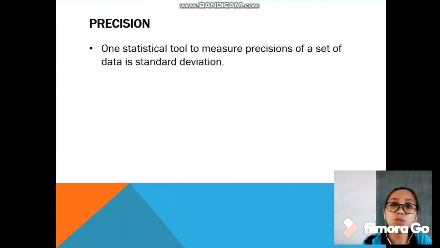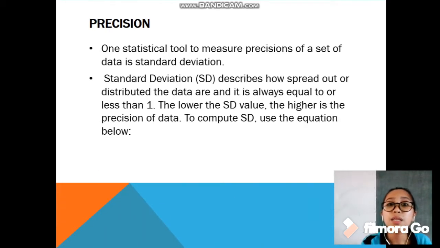So one statistical tool to measure the precision of a set of data is the standard deviation. This describes how spread out the distributed data are, and they're always equal to or less than 1. The lower the SD value, the higher the precision of the data. Okay, should be less than 1. If more than 1 na siya, kako kita problema kay lagyo na sila gusa-gusa.